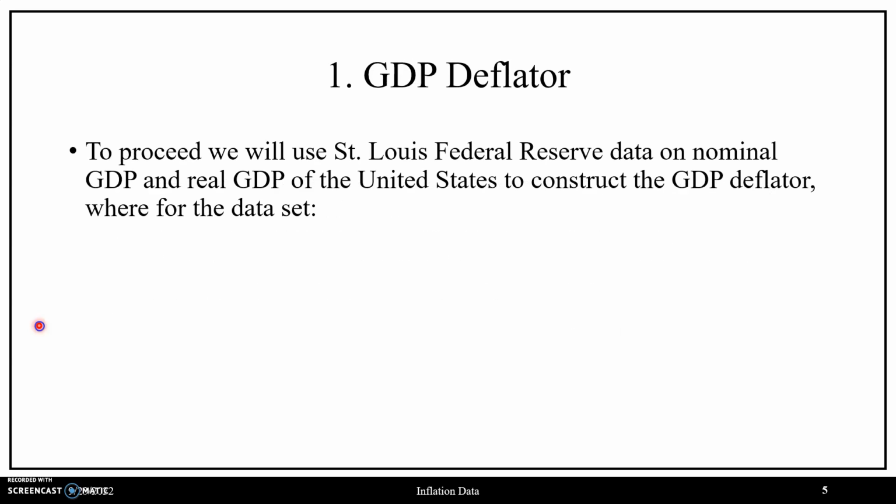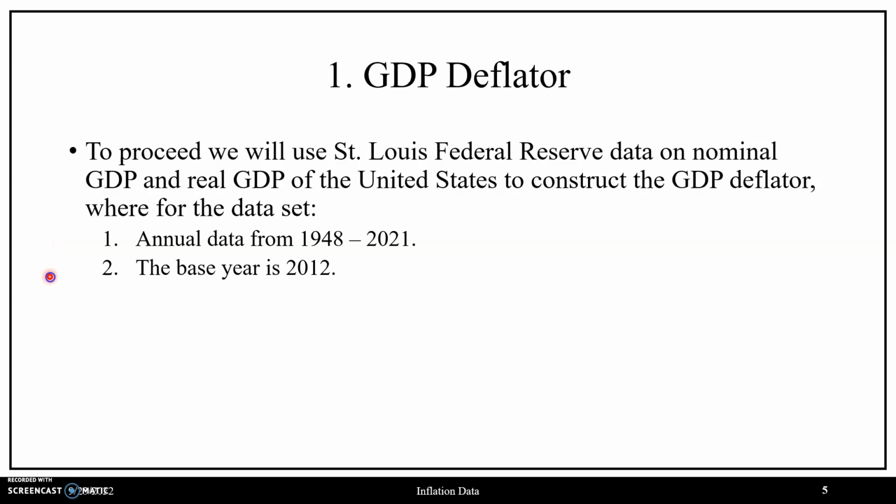So, as we did with the unemployment rate and GDP, to proceed we will use St. Louis Federal Reserve data, in which, with respect to the GDP deflator, we'll use nominal GDP and real GDP for the United States in order to construct the GDP deflator, where with respect to this data set, it will be annual data from 1948 through 2021, as we have been using before.